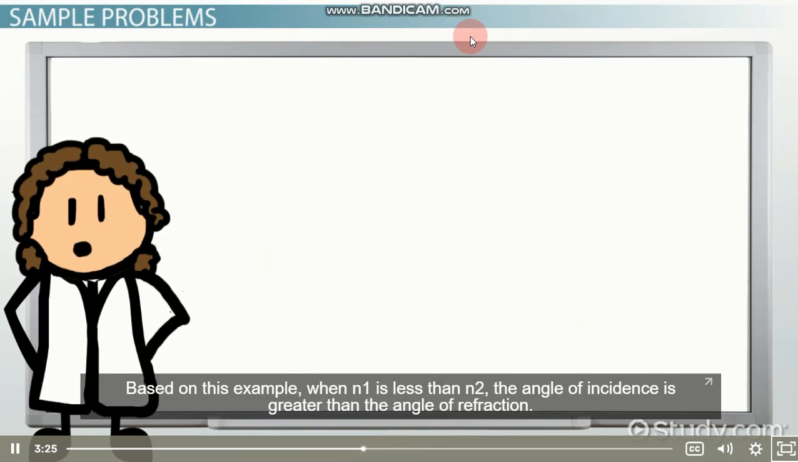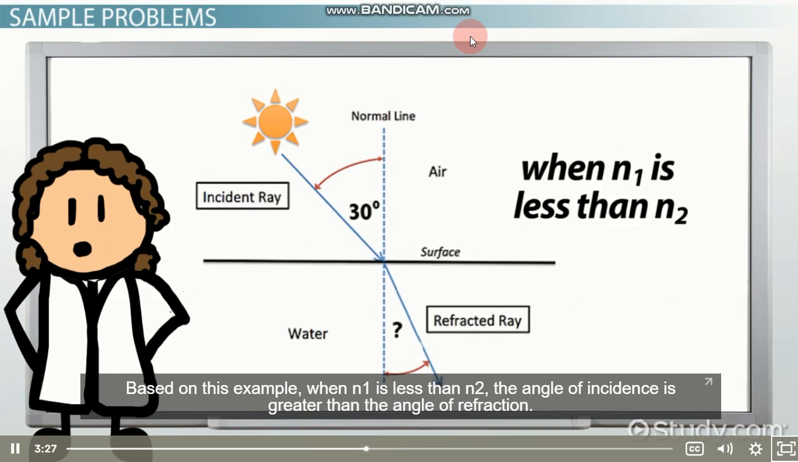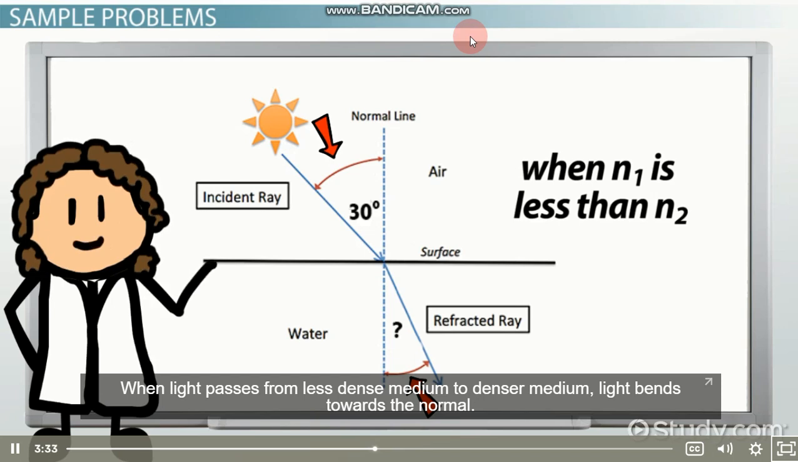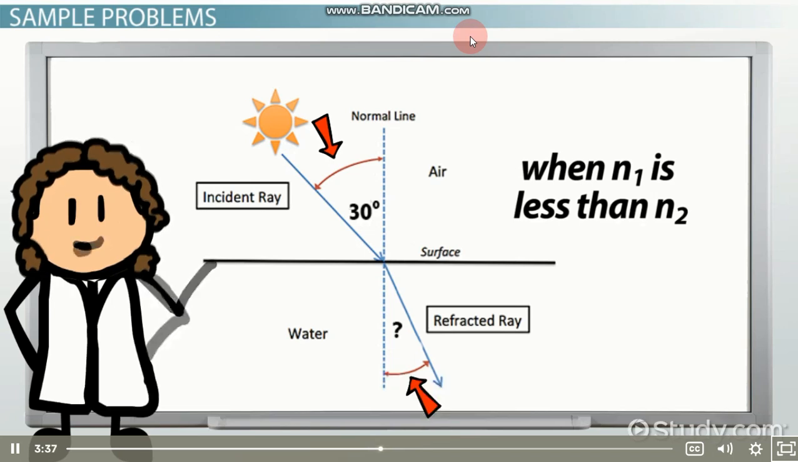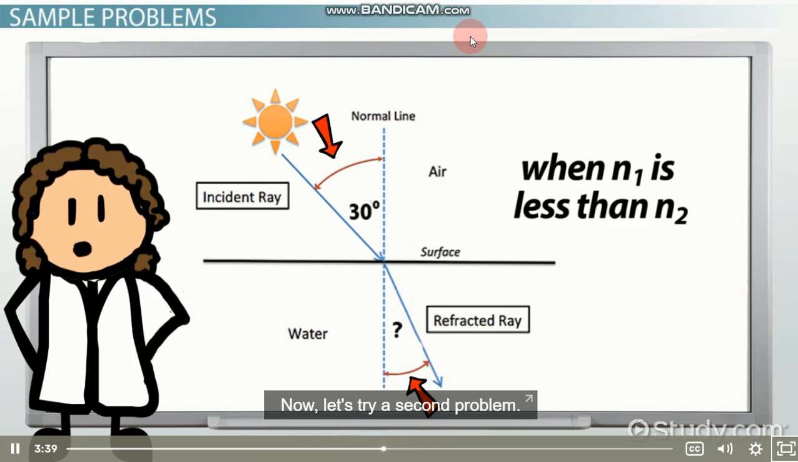Based on this example, when n1 is less than n2, the angle of incidence is greater than the angle of refraction. When light passes from less dense medium to denser medium, light bends towards the normal. Now, let's try a second problem.